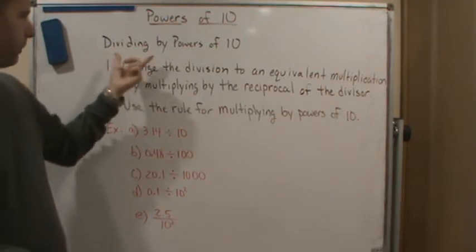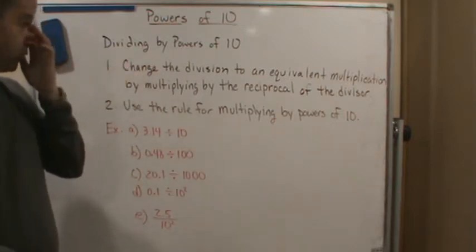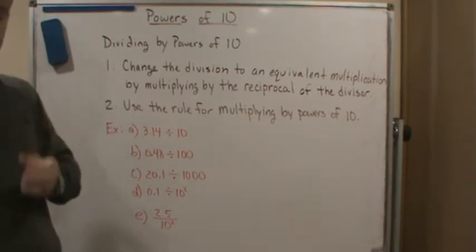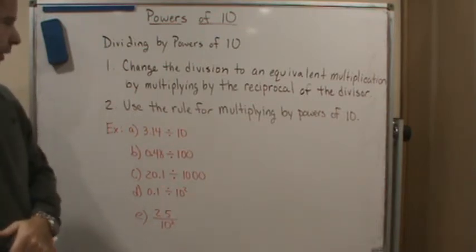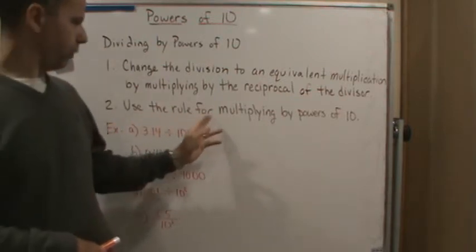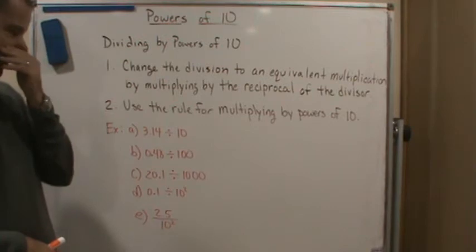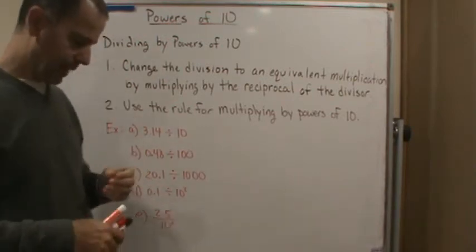So if we're dividing by powers of 10, we change the division to an equivalent multiplication problem by multiplying by the reciprocal of the denominator, or the divisor. Then we're going to use the rule for multiplying by powers of 10 that we talked about previously. Okay? So here are some examples.